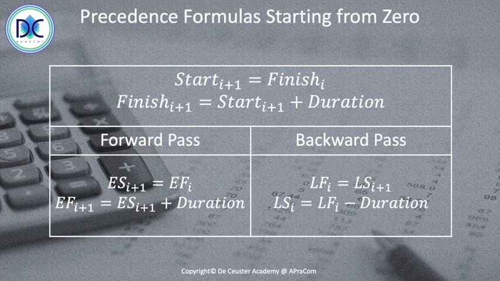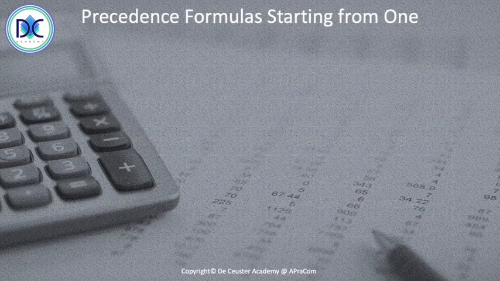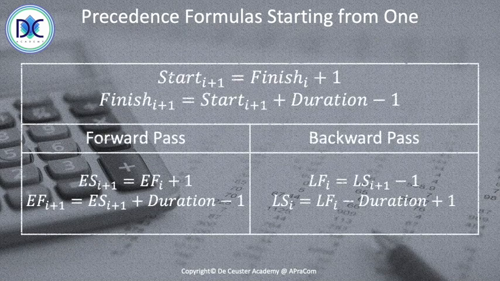And with the backward pass, we basically go in the other direction. We start from the late finish to calculate the late start, and we take the late finish minus the duration. So these are the different elements that we can use when we're using the different formulas. The precedence formulas are a little bit different when we start from 1. We apply the same principle here, but we have to take into consideration that we have plus duration minus 1. So these are the formulas for the forward pass and for the backward pass.